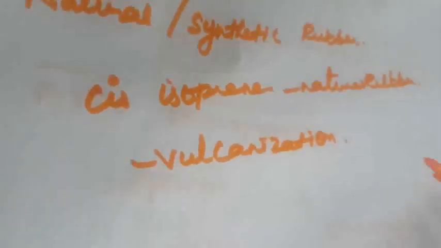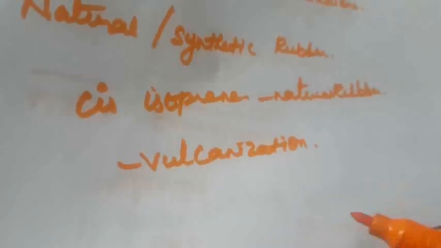In the year 1839, Charles Goodyear accidentally dropped a mixture of natural rubber on a stove. He was surprised to find that the rubber had become strong and elastic. This discovery led to the process called vulcanization, where heating along with sulfur makes the rubber strong and elastic.